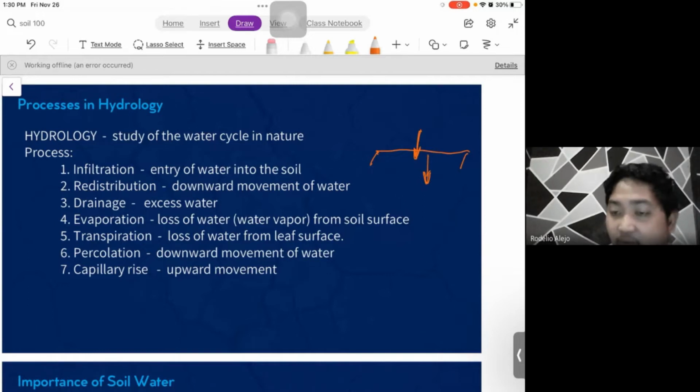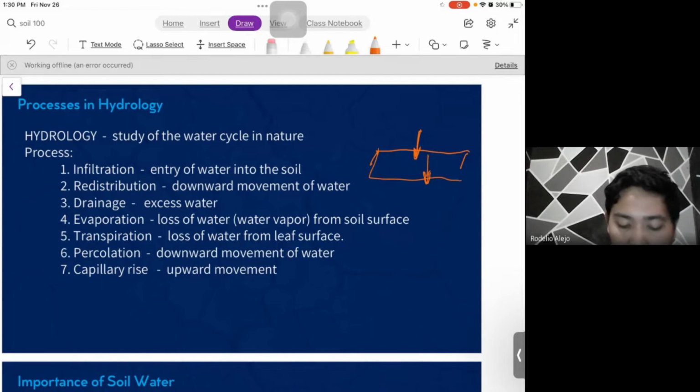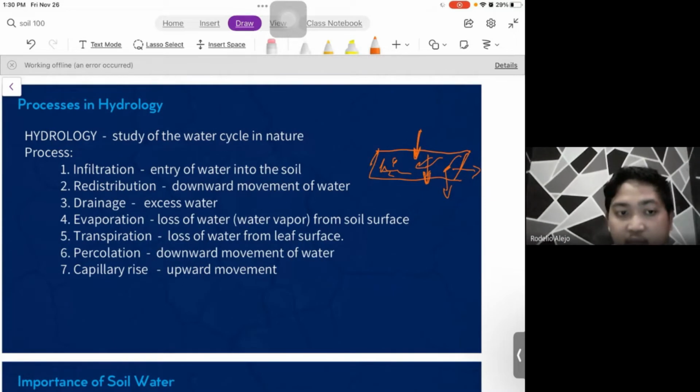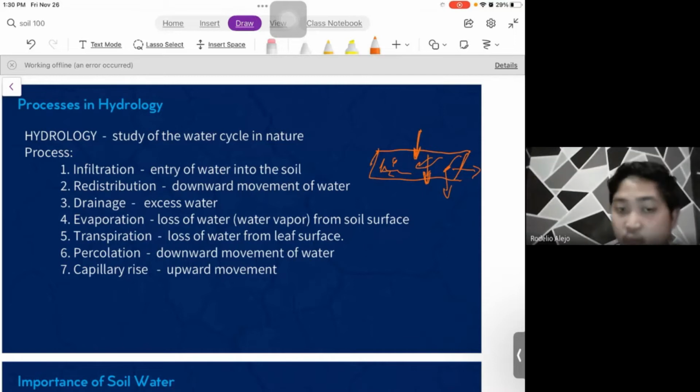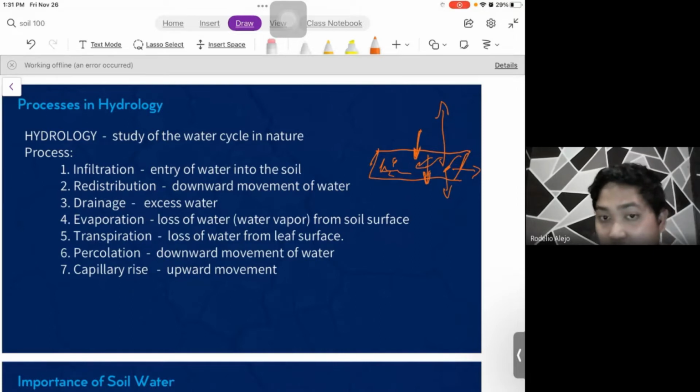Then we have what we call the drainage. Drainage is the movement of excess water. So for example, this is our soil. If the soil is saturated with water, ibig sabihin punong-puno na ng tubig yung lupa natin, there comes a time that the water will outflow or will be moved out from the soil. So that is what we call the drainage. Then evaporation is the loss of water through water vapor from the soil surface. So we all know that evaporation is the upward movement of water. When the water becomes a vapor, it will go up.